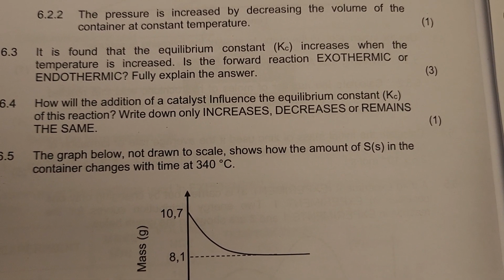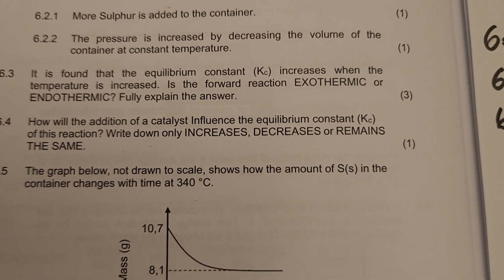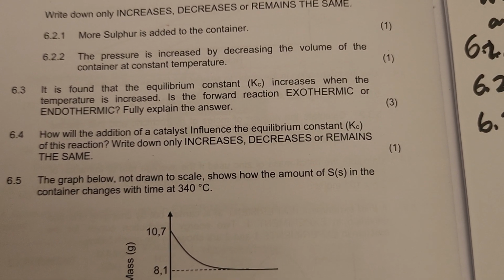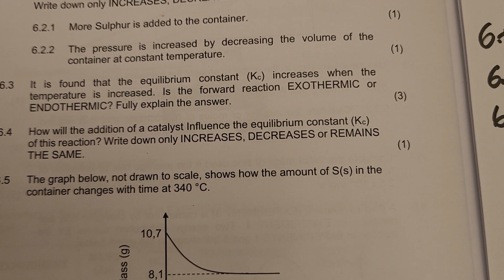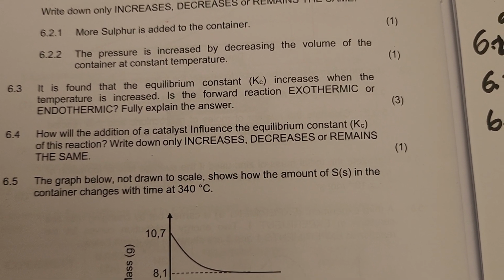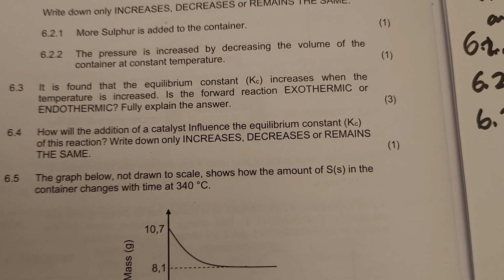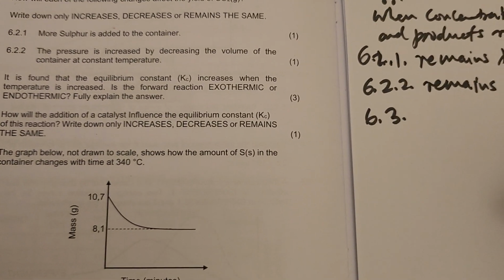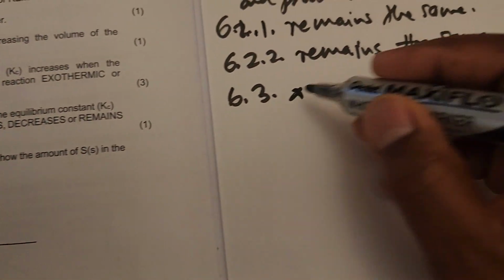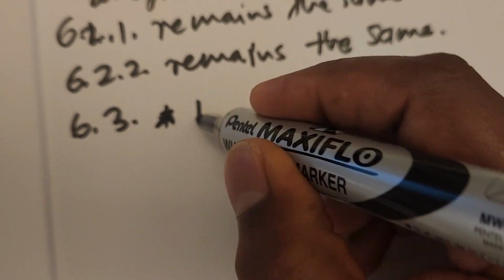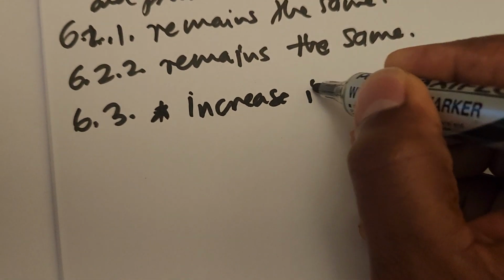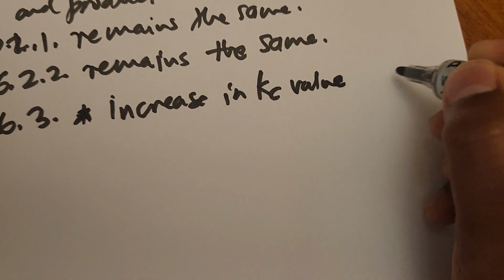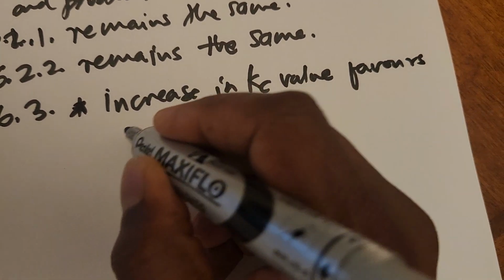6.3, they are now saying it is found that the equilibrium constant Kc increases, underline that Kc increases, when the temperature is increased. Also underline that one. Kc increases, temperature increases. Is the forward direction exothermic or endothermic? Fully explain the answer. Now we start with the first point of Kc increase. Increase in Kc value favors the forward reaction.